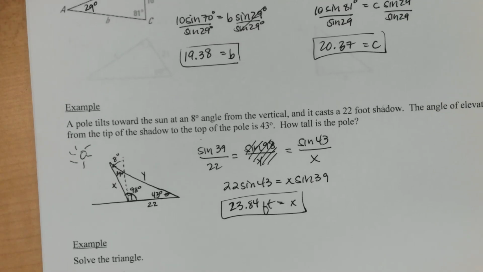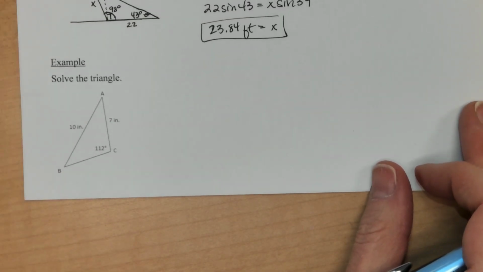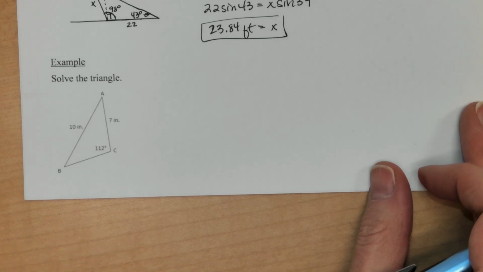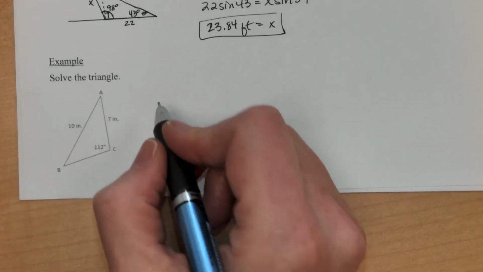One left, solve the triangle. So it's got slightly different information. It only has one angle. Makes you kind of think that this might be a law of cosines problem, especially when you have the 10 that's right across from it. So let's try and set it up.